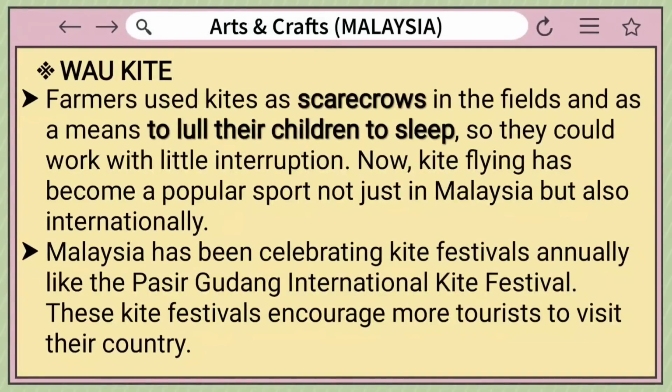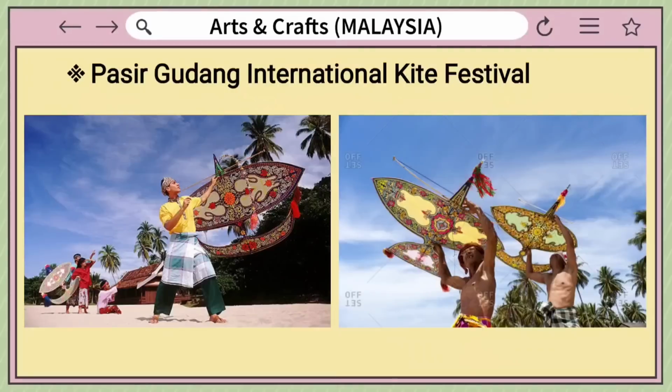Farmers used kites as scarecrows in the fields and as a means to lull their children to sleep, so they could work with little interruption. Now, kite flying has become a popular sport not just in Malaysia but also internationally. Malaysia has been celebrating kite festivals annually like the Pasir Gudang International Kite Festival. These kite festivals encourage more tourists to visit their country. This is an example of a picture of the Pasir Gudang International Kite Festival.